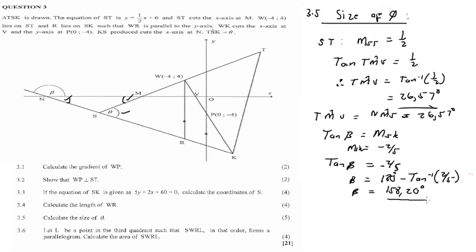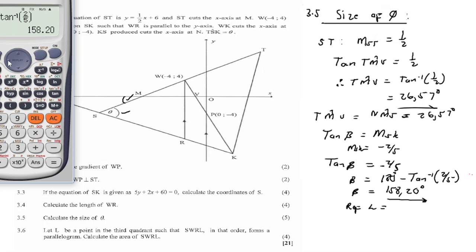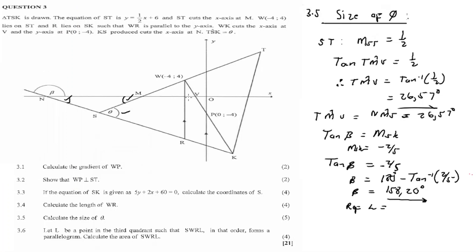It's 158.20 degrees. So this is beta, but I don't want beta, I want the other angle, which is the same as our reference angle. I didn't calculate the reference angle separately, because I just plugged the arctan into my calculation. So the reference angle is simply 21.80.